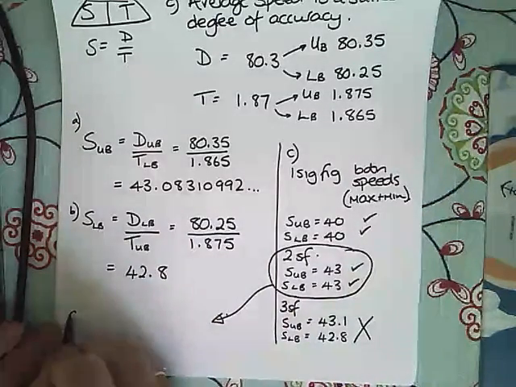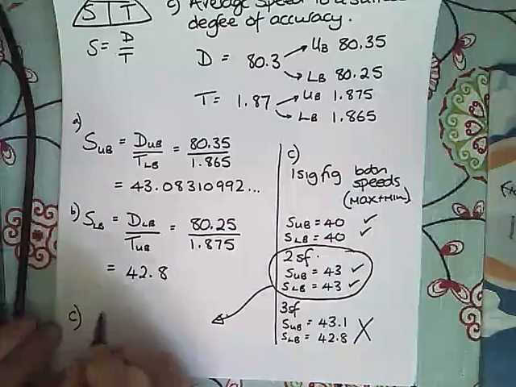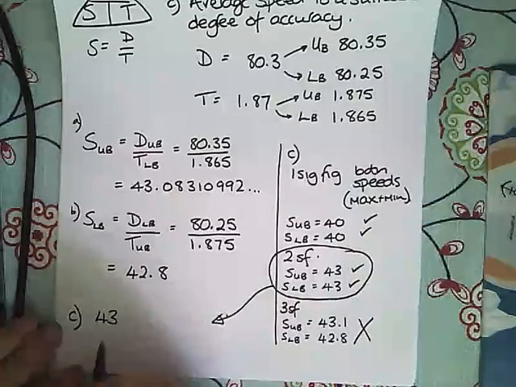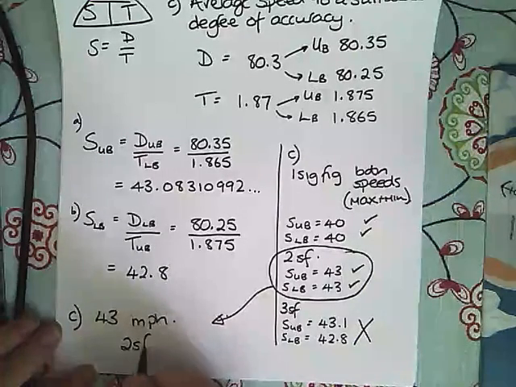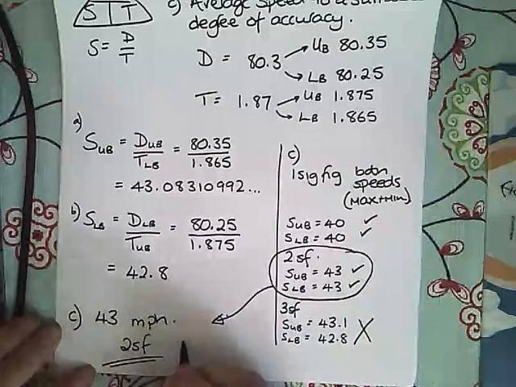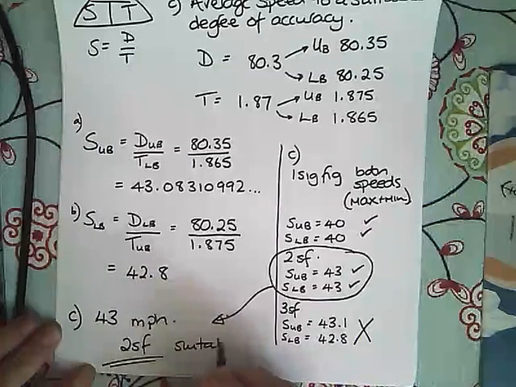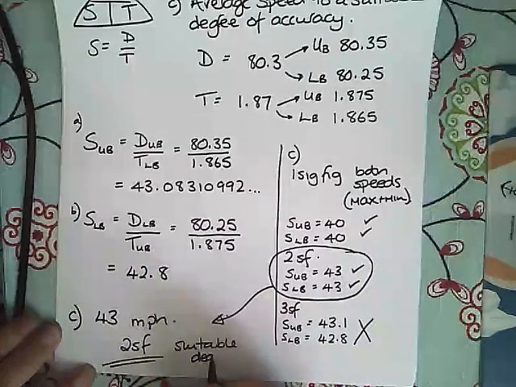So for C, they both agree to 43 miles per hour, and that is to two significant figures. And that is my suitable degree of accuracy.